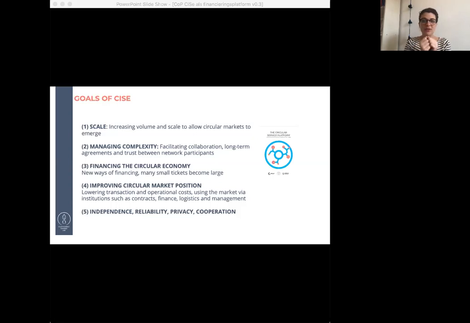For example, this independent design is also there to prevent a single power from taking over. Think of a Google that runs off with your data. So data needs to be protected and will only be shared for purposes on which consent is given. So privacy and shared governance is a very important principle of the design of the platform.